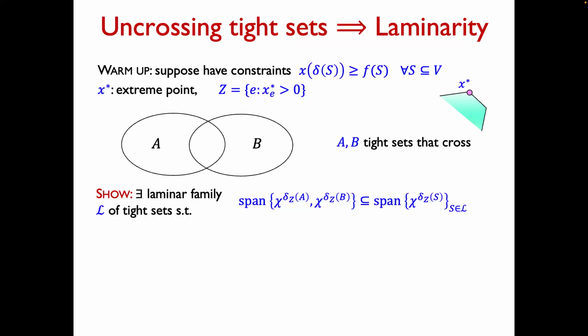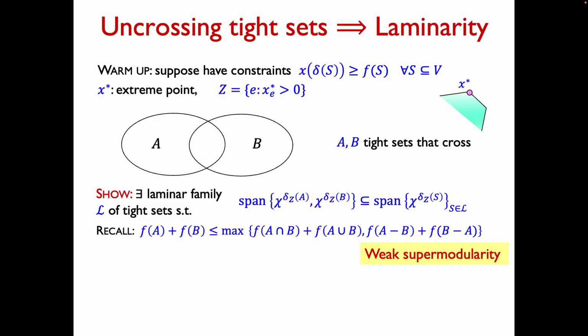So let's see why this is true. Let's recall the first property that was stated on the last slide. A stronger form of this property is true for the k-edge-connected spanning subgraph problem, but we are only going to use this property. This is called weak supermodularity. As long as the function has this property, we can get this uncrossing and hence get the laminar family.